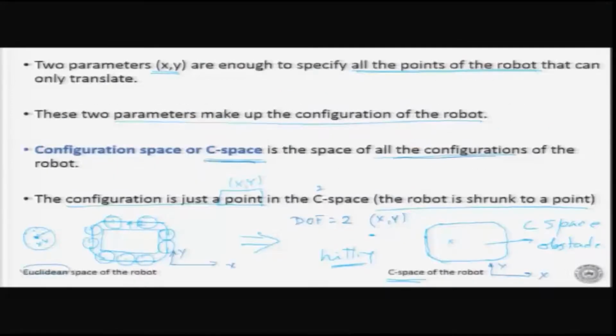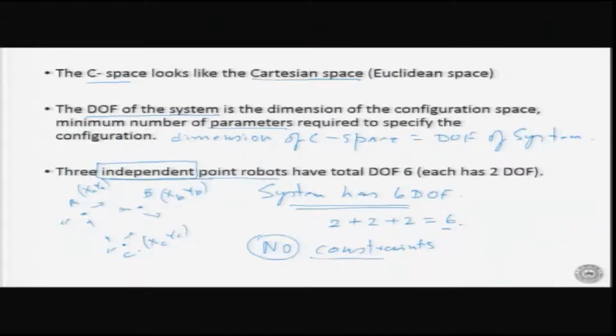So, going back here again, this had 2 degrees of freedom. What are those 2? X and y, which is very clear. Now, we have 3 robots, each having 2, and they are not connected in any way. So, there are 6 degrees of freedom now, and there is no constraint between them.